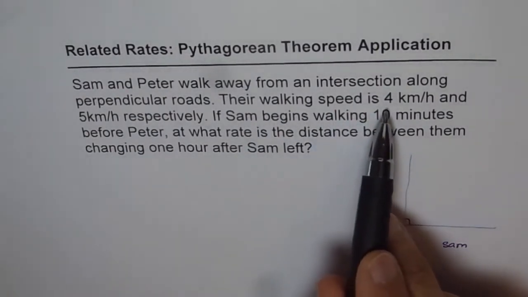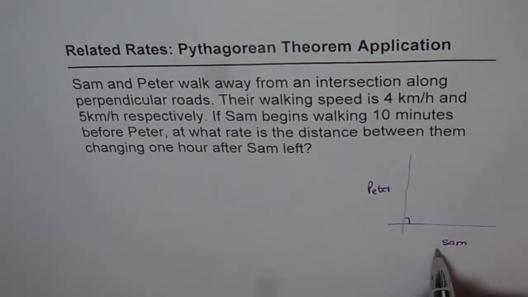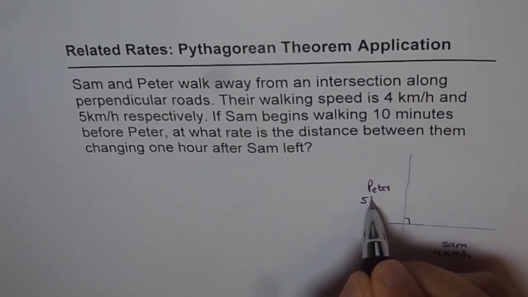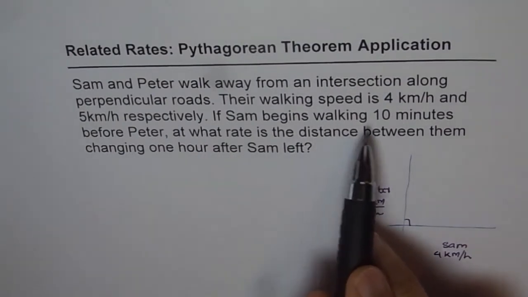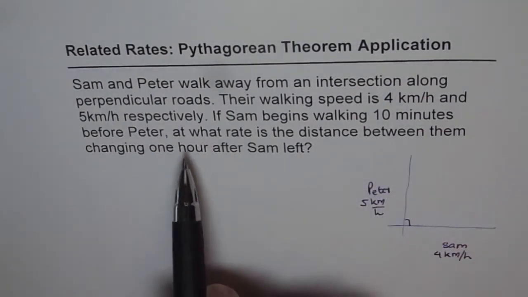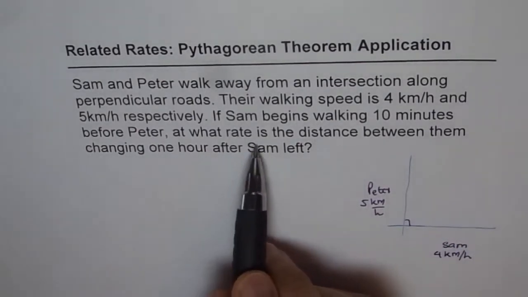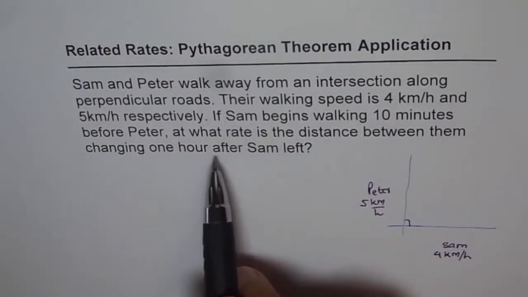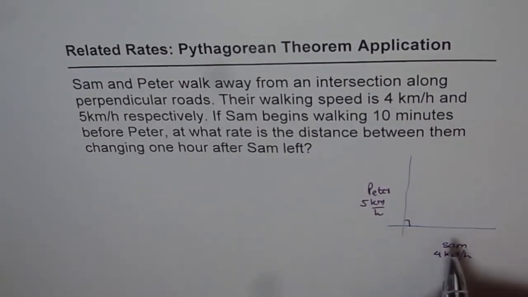Their walking speed is 4 kilometers per hour and 5 kilometers per hour respectively. So Sam walks with 4 kilometers per hour and Peter with 5 kilometers per hour. If Sam begins walking 10 minutes before Peter, so Sam really walks all the time. At what rate is the distance between them changing an hour after Sam left? It really means that Sam walked for an hour. Let's say Sam reached here after an hour.